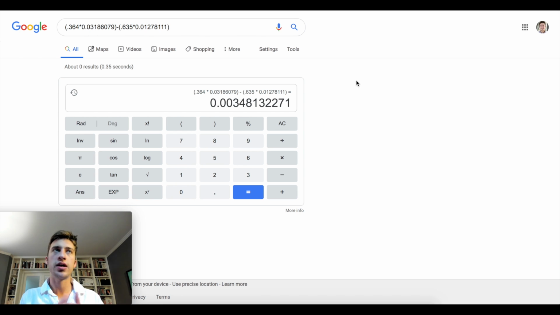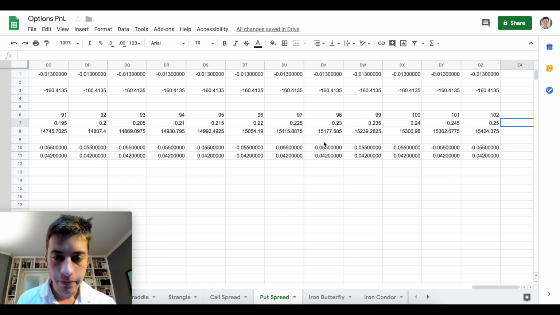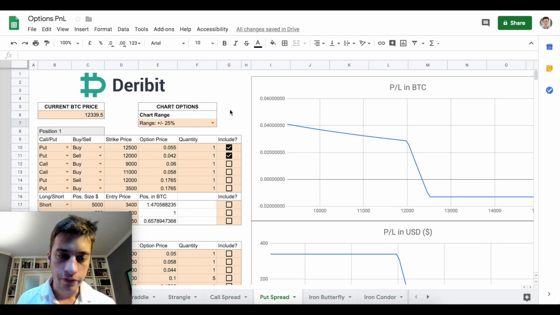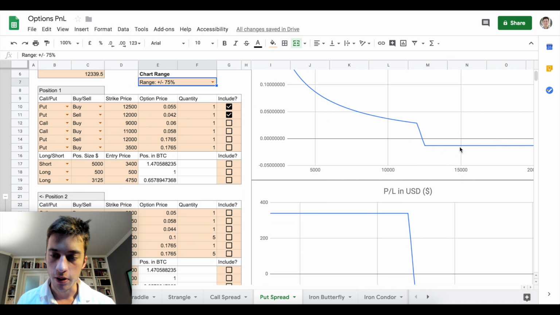However, if I take into account price could go down 25% or price could go up 25%, then I actually have a much higher expected value of about 0.00348. The reason for that is because my max loss is capped, as you can see here. So if I put this to 75%, your profit just, whoosh, but your loss is like that.